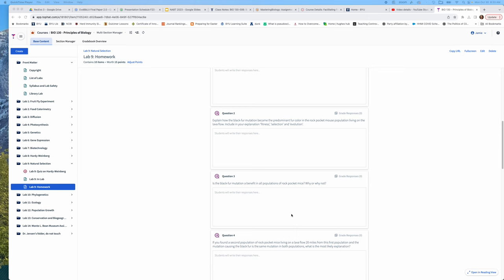For number three, is the black fur mutation a benefit in all populations of rock pocket mice? And the answer to this is no, right? Pocket mice that are living on the sand that are brown, that's the advantage. So a black one would stick out like a sore thumb. So we want to emphasize that traits that evolve or mutations that happen are not always positive. It depends on the environment, right?